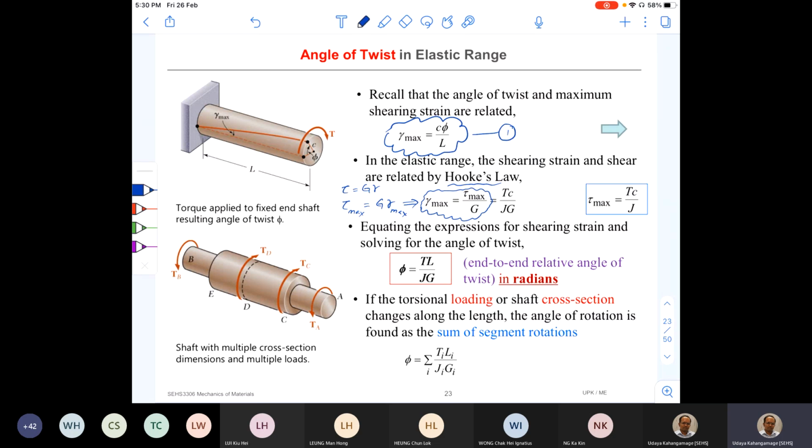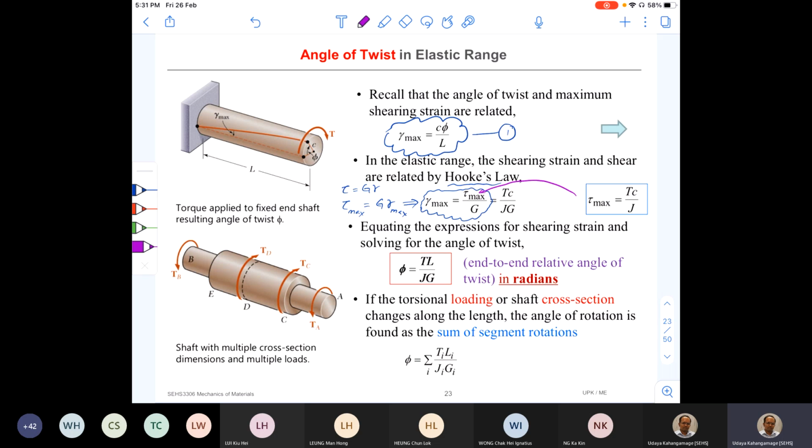Now previously, we learned the torsion formula. Tau max is equal to Tc over J, which is given in this box here. In place of tau max, now I can write Tc over J. So let me take this Tc over J and replace this tau max. Then I get gamma max is equal to Tc over JG. My target is to find an equation to measure shear strain or the angle of twist using known values.